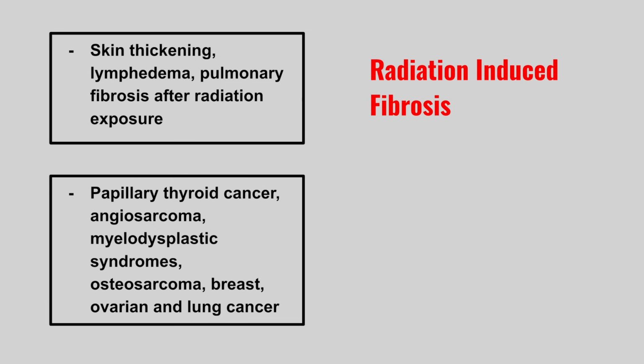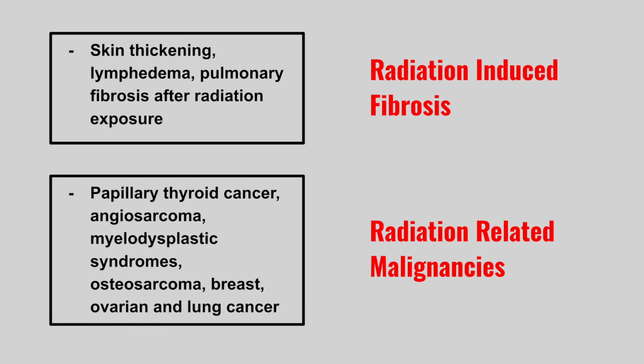We're going to see what all of these types of cancers have in common. Papillary thyroid cancer, angiosarcoma, myelodysplastic syndromes, osteosarcoma, breast, ovarian, and lung cancer. This is radiation-related malignancies.